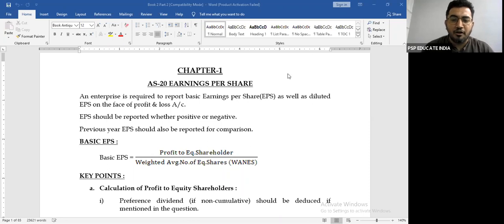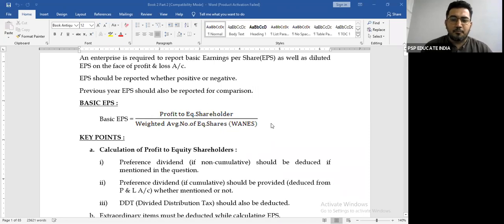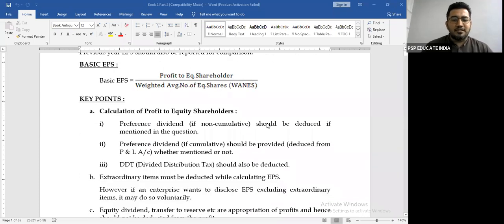Basic EPS, the formula says profit to equity shareholders divided by weighted average number of equity shares, that is WANES. So the formula for basic EPS is profit to equity shareholders divided by WANES. Then we did key points as to how we will calculate the profit to equity shareholders. So we will always take preference dividend. If non-cumulative, we will look at the question. If they have mentioned in the question that you need to deduct this, only then it will be deducted.